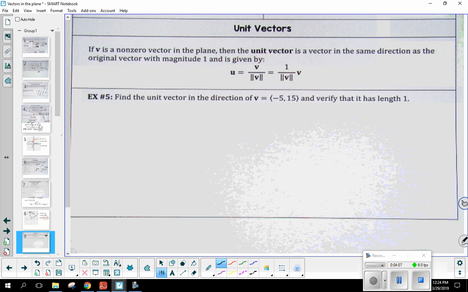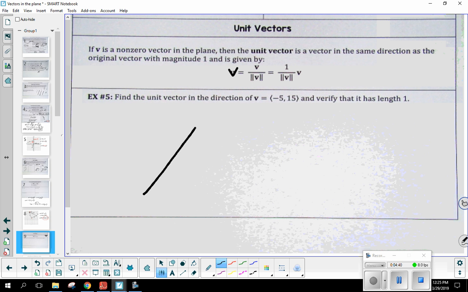Let me go ahead and introduce an idea to you called unit vectors. It says if v is a non-zero vector in the plane, then the unit vector is a vector in the same direction as the original vector with a magnitude of 1 and is given by this formula. So all you do, and this one, I don't know why they changed it like this, that should actually be a v right there, but you take the component form of a vector and you divide it by the magnitude of that vector.